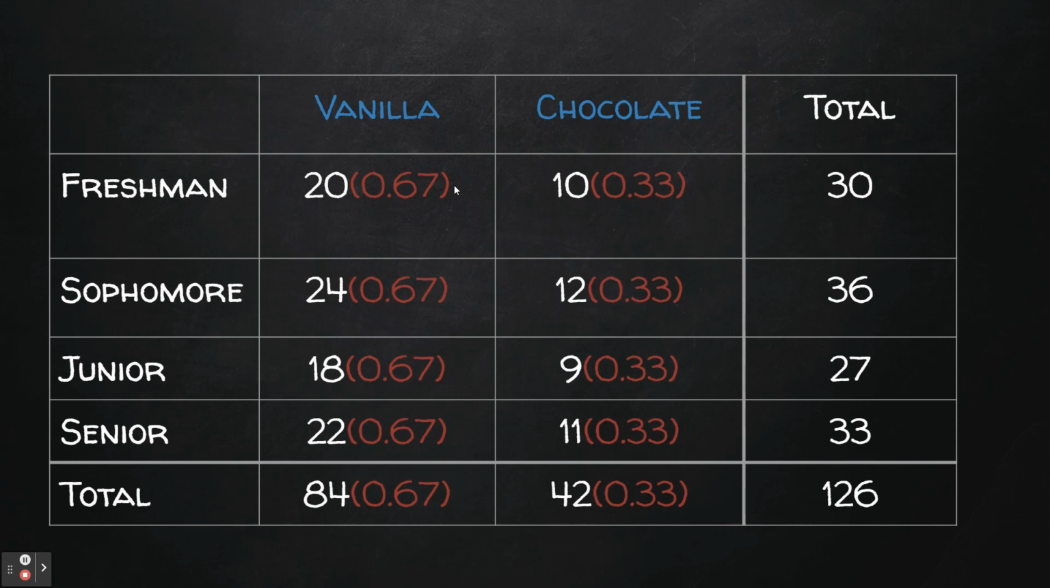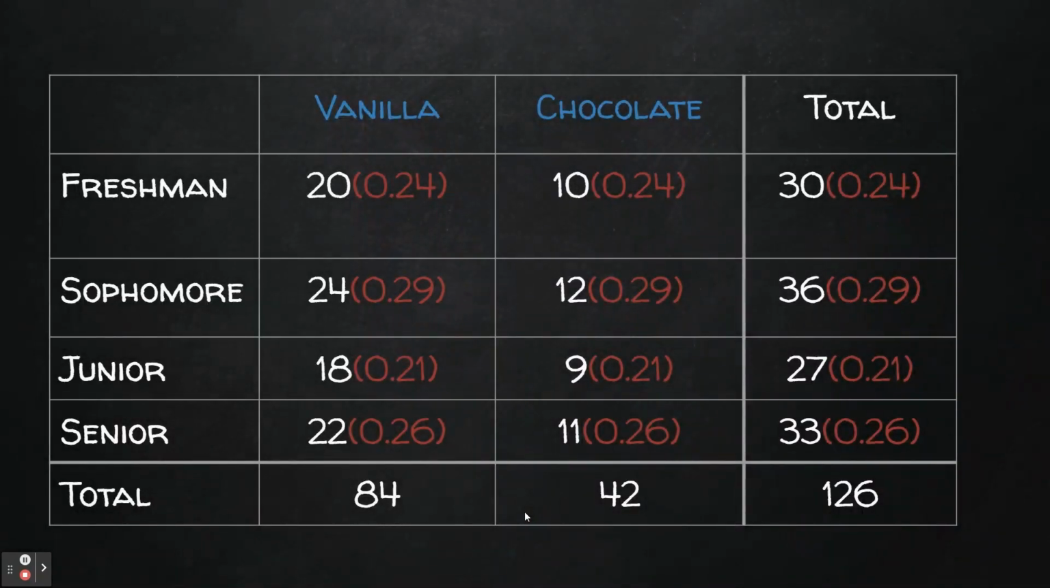67% of freshmen prefer vanilla and 33% chocolate. For sophomores, that proportion was the same for vanilla and chocolate, and it ended up being the same all the way through the other years in school as well. That indicates that there is no association so far. But let's look at the other direction.